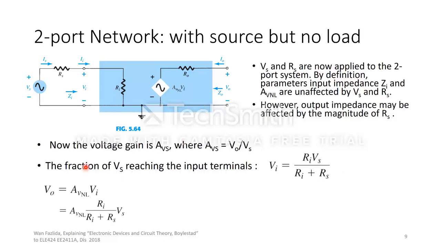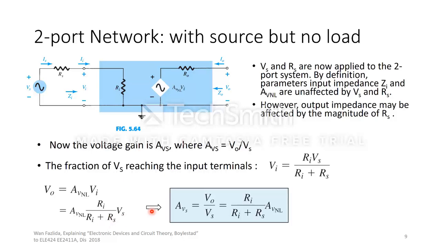And from our definition of AVNL, V out is equal to AVNL times V in from our previous slides. We can replace V in with this expression that consists of RS. So V out is now AVNL times R in over R in plus RS times VS. Because what we want to find out is AVS, which is V out over VS, resulting in R in over R in plus RS times AVNL.